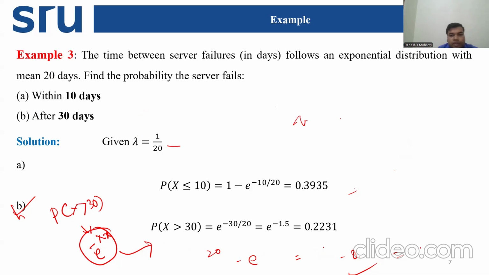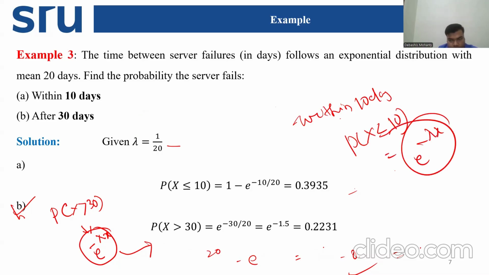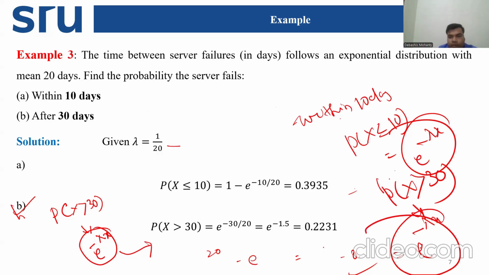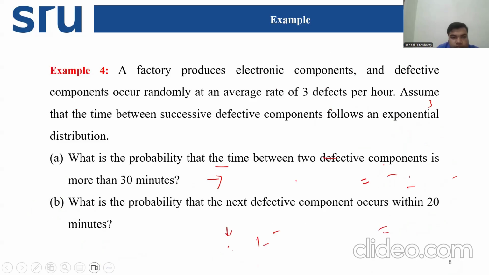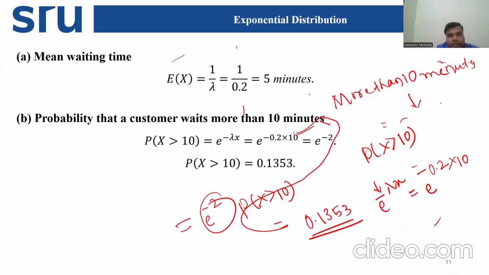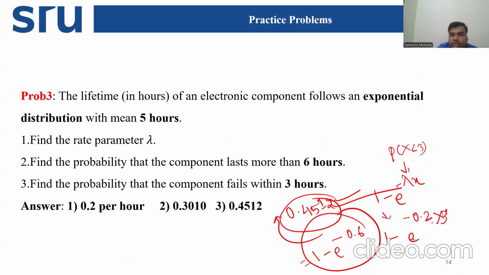As in this example, within 10 days means x less than or equal to 10, so the formula is 1 minus e to the power minus lambda x. But after 30 days, that means greater than 30, so we apply the formula e to the power minus lambda x. Within that period means 1 minus e to the power minus lambda x. These are the things we need to remember. All examples and problems we have already discussed. So this is all about the exponential distribution.